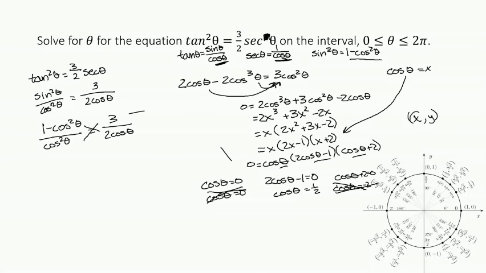Okay, so if we find where cosine of theta equals 1/2, we know that's going to be our x values. So we're going to go around, it equals 1/2 right here, and equals 1/2 right here. So theta is going to equal pi over 3 and 5 pi over 3. And those are our answers. And then you can plug those back in, and those will make this statement true. So that is how you solve trig equations.